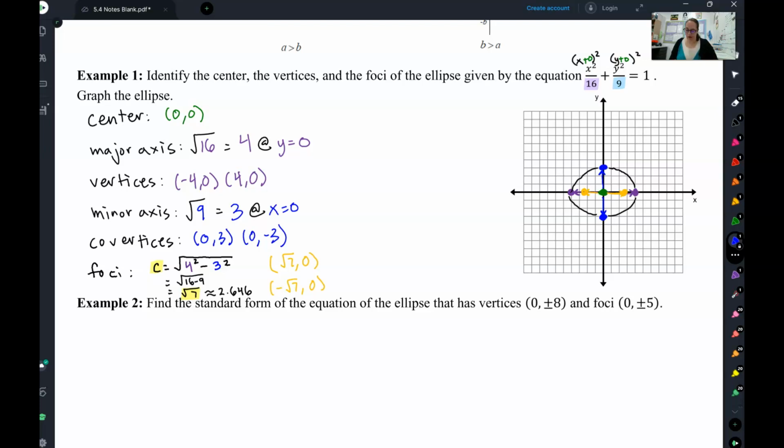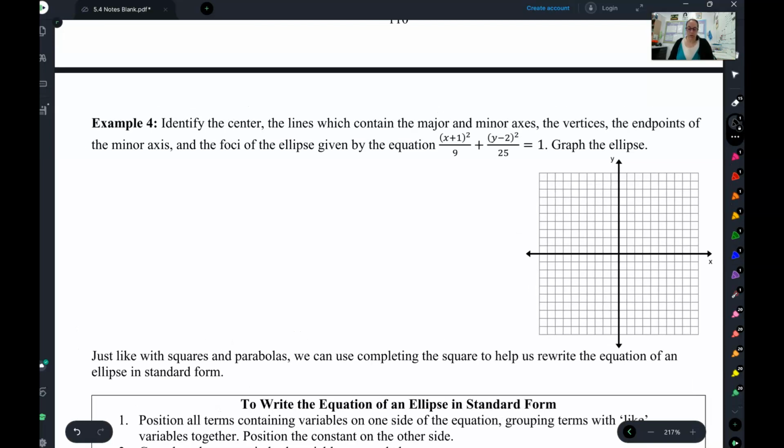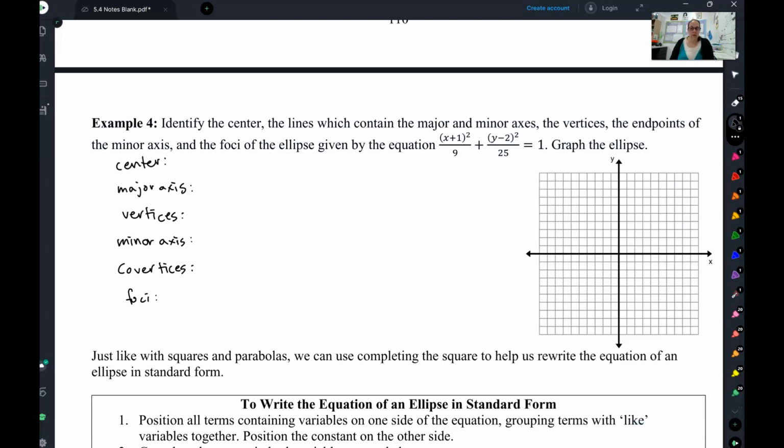I would like you to practice now. So we're going to fast forward to example 4, where I want you to use this equation to find all 6 things: your center, your major axis, your vertices, your minor axis, your co-vertices, and your foci. So use this equation, look back at the other example if you need to, find all 6 things and graph it, and then come back to check and see how you did.